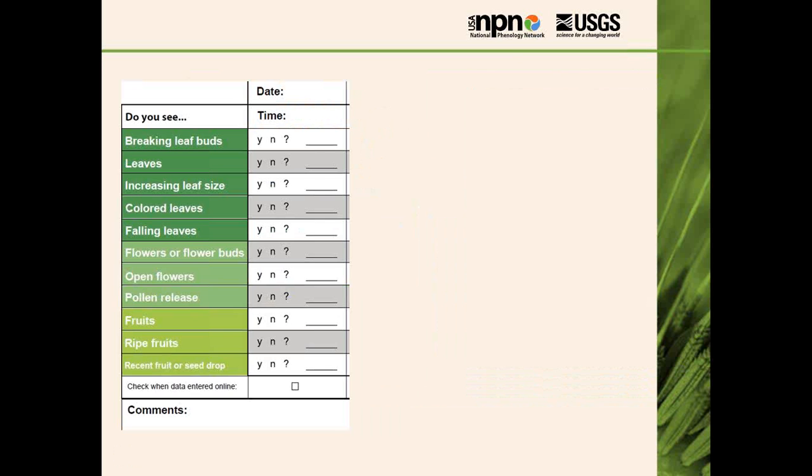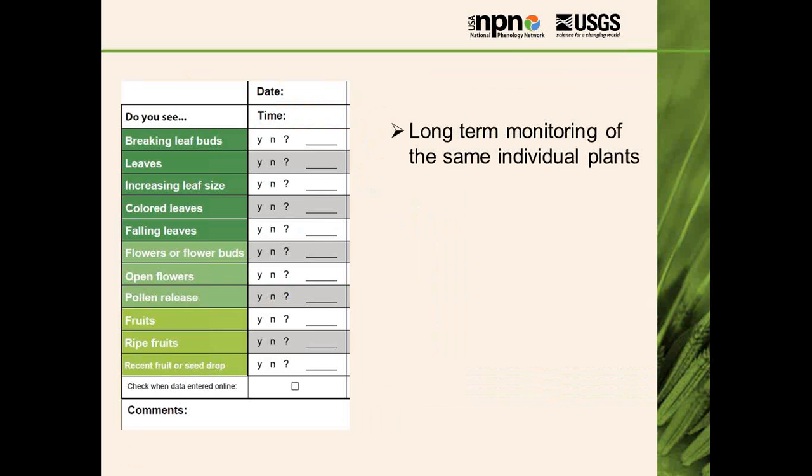for this species. So for our Nature's Notebook program, we're really interested in long-term monitoring of the same individual plants over time. So this means you'll be marking plants and going back to them to make continuous observations over a long period of time. And this really allows you to be able to see the changes in your plants, not just throughout the year, but also to compare multiple years and see how things are different from year to year.